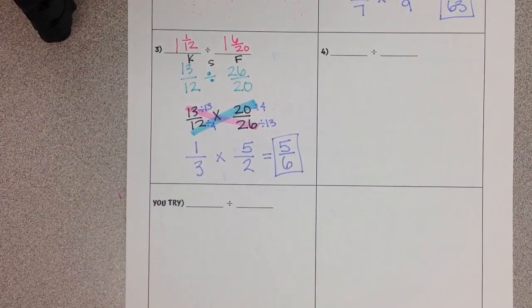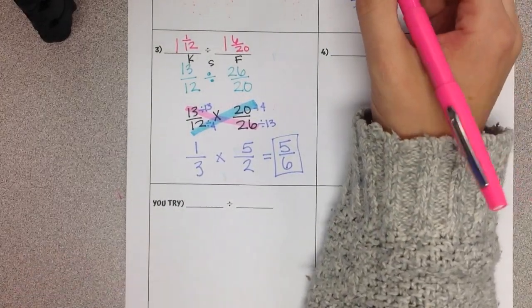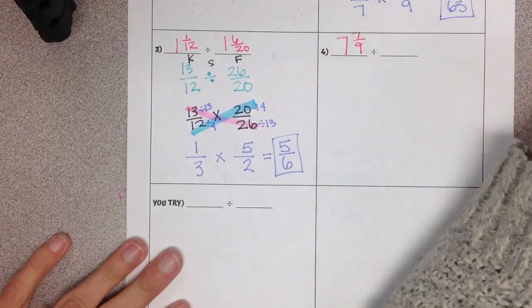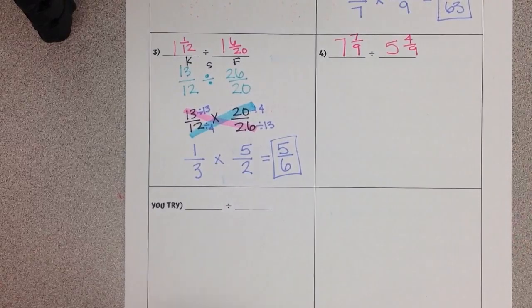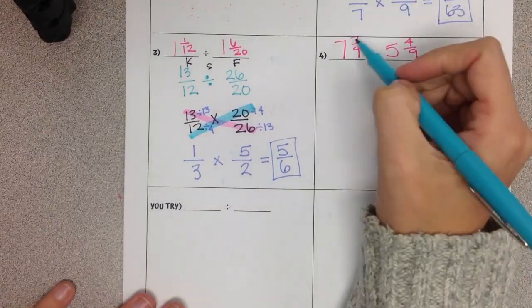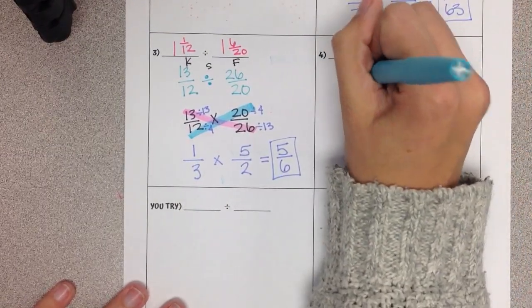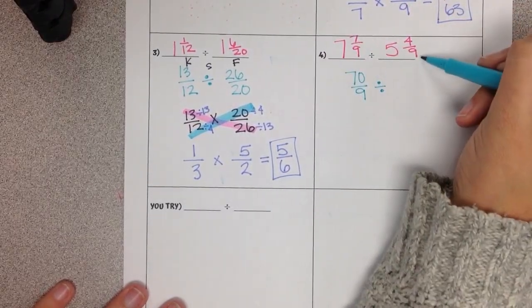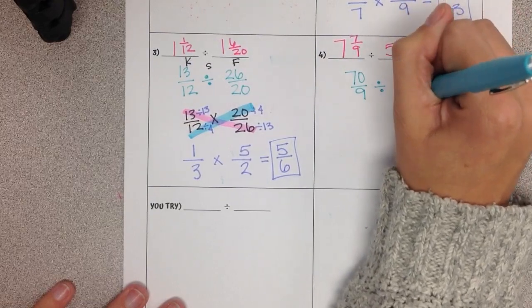One more and then the you try. So number 4, we're just going to practice another mixed number since those ones take a little bit more steps. So 7 and 7/9 divided by 5 and 4/9. Step 1, make them improper. 7 times 9 is 63, plus 7 is 70/9, divided by 5 times 9 is 45, plus 4 is 49/9.